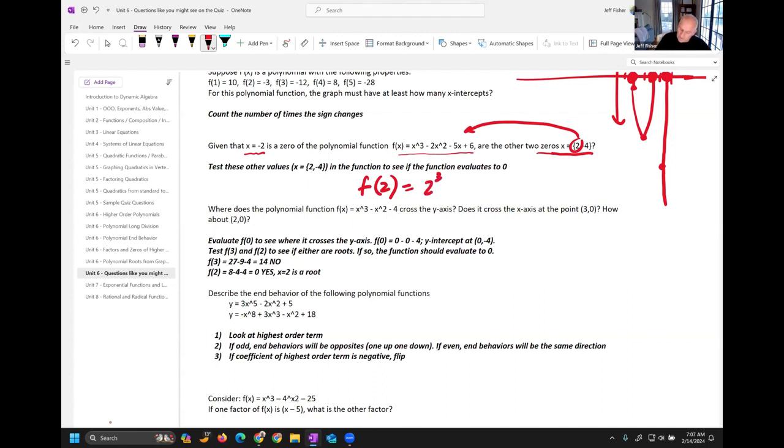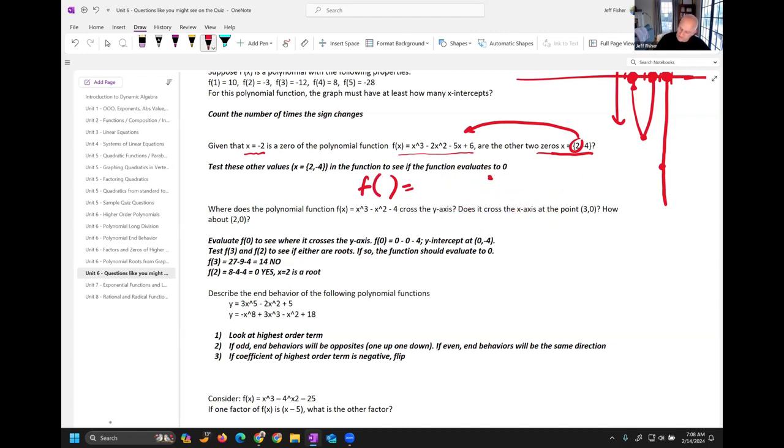So 2 cubed minus 2 times 2 squared minus 5 times 2 plus 6. Well, that's 8, minus 2 times 4 is 8, minus 5 times 2 is 10, plus 6. This is 0 minus 10 plus 6 is negative 4. No, it does not equal 0. So it is not a 0 of the function. Let's try the other one.